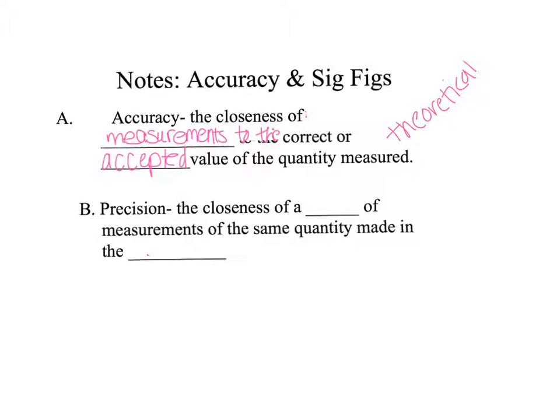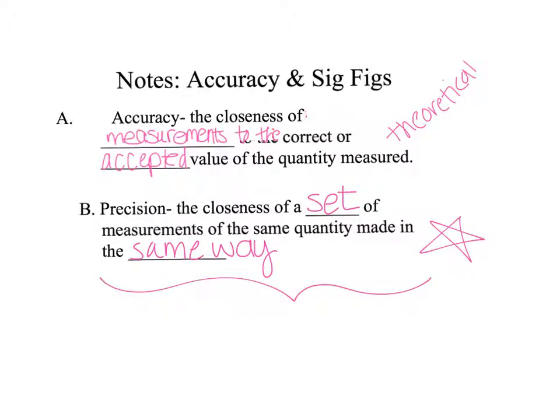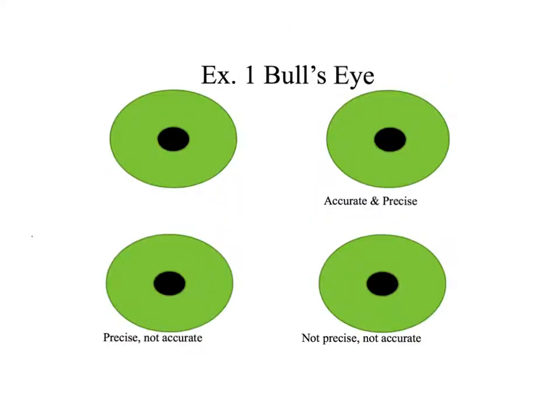Precision is going to be the closeness of a set, notice more than one, a set of measurements of the same quantity made in the same way. So you guys being Chem 101, this is what's important to me. I know we're not going to always be accurate totally. We're not going to always get what we're supposed to get, but I do expect you, when you're taking multiple trials, to have precision, to be precise. So make sure you are taking care of that. All right, so you guys should have these little bullseyes, yeah?